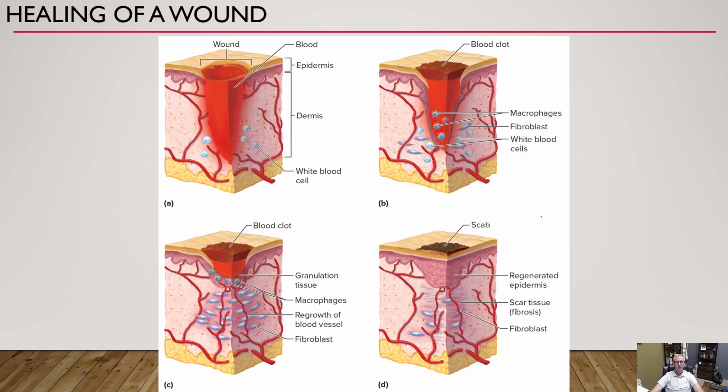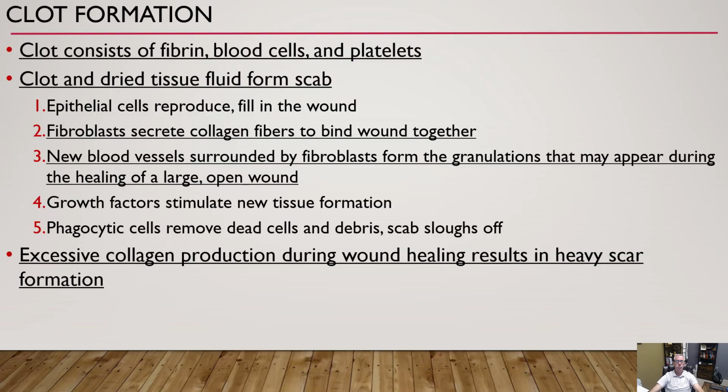So speaking of blood clots, a blood clot consists of fibrin, blood cells, and platelets. More specifically, white blood cells, some red blood cells, and platelets. And we'll learn about this in one of those chapters next semester. The clotting cascade. Now, that blood clot is eventually going to dry up, and that dry tissue is going to form a scab.